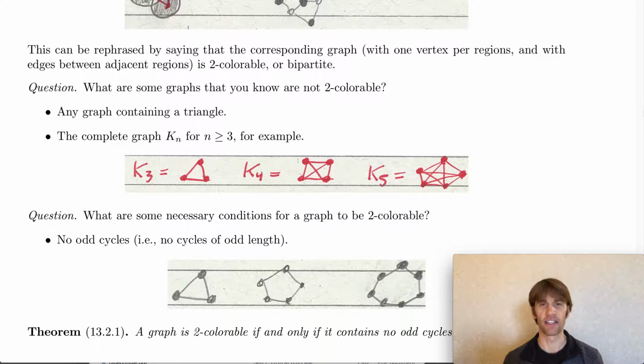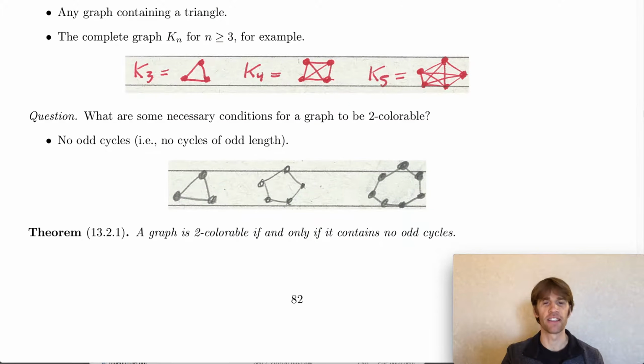A better necessary condition for a graph to be 2-colorable is that any graph that's 2-colorable better not contain a cycle of odd length. So here we have some example cycles of odd length: length 3, length 5, and length 7.